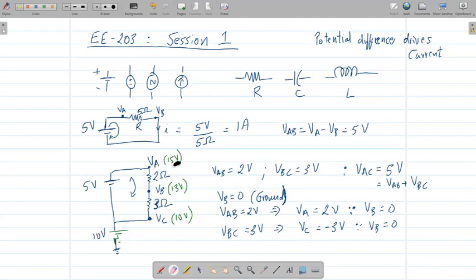So at the end of the day, VAB is what is important. Whether VA is at 2 volts or VC is at minus 3 volts, or if you were to say that VA is at 5 volts, VB is at 3 volts and VC is at 0, or 15, 13, 10, it doesn't matter. It's the relative difference that drives the current flow, and hence potential difference drives current. This is an important point to keep in mind.